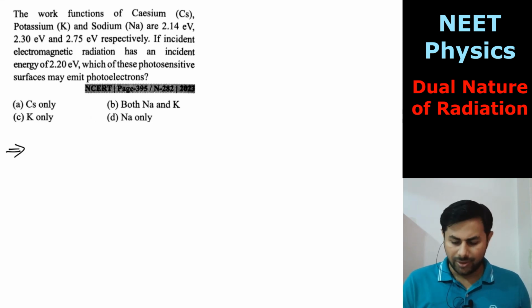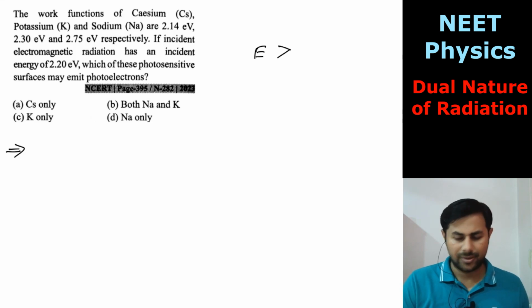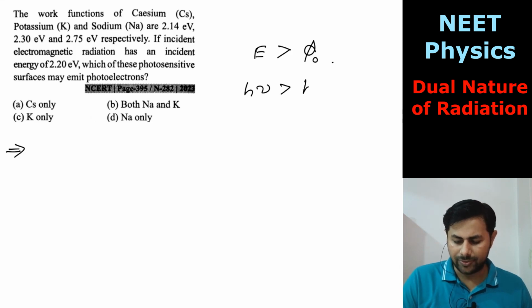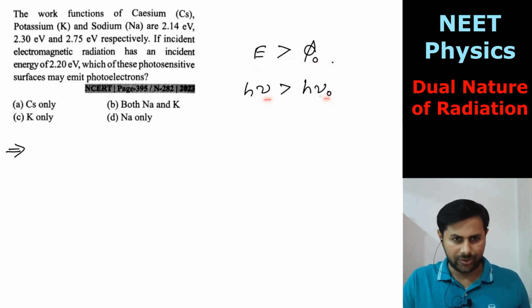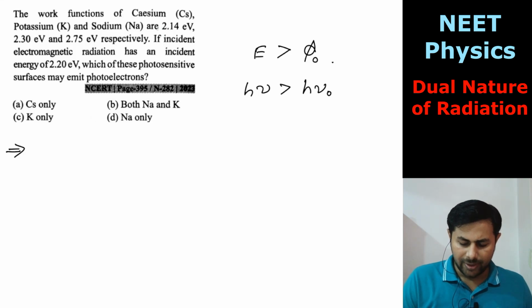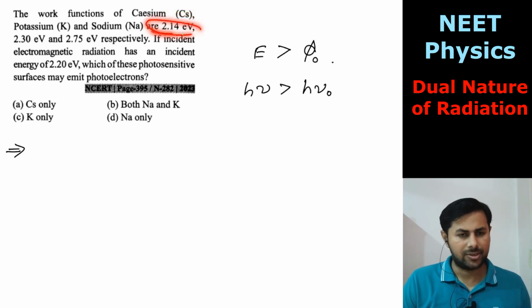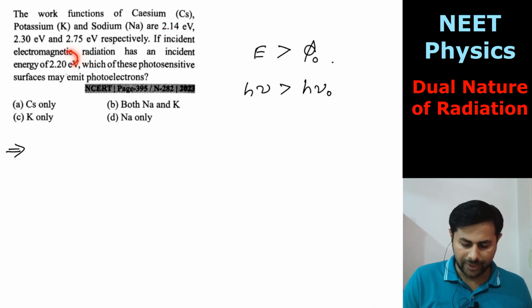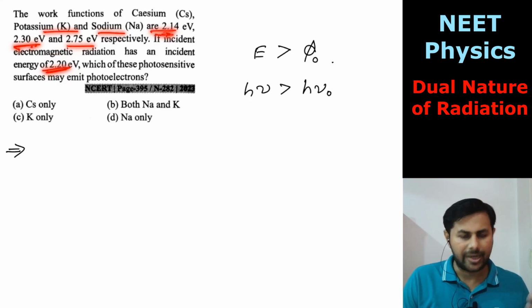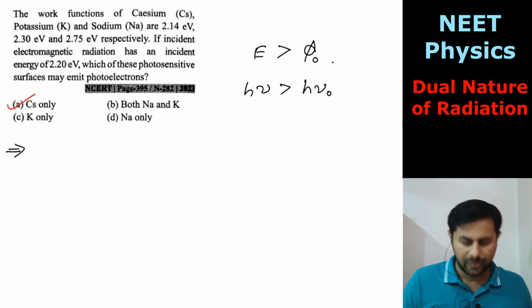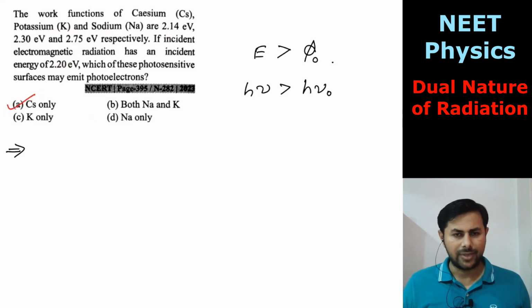Correct. Okay, energy of light must be greater than the work function, right? What does it mean? This is h nu. h nu should be greater than h nu 0, right? This is just the same condition in other words, that nu must be greater than nu 0. Energy of light must be greater than work function phi naught. So work function for first one is 2.14, energy of light is 2.20 electron volts. Energy is greater than this work function, but it's not greater for the second and third case, that is for potassium and sodium. So the answer is Cs, right? So that's correct. Very simple.